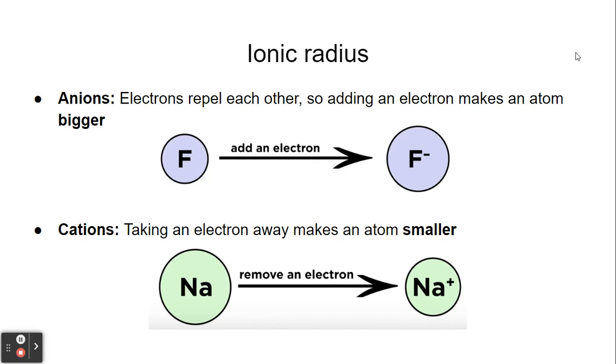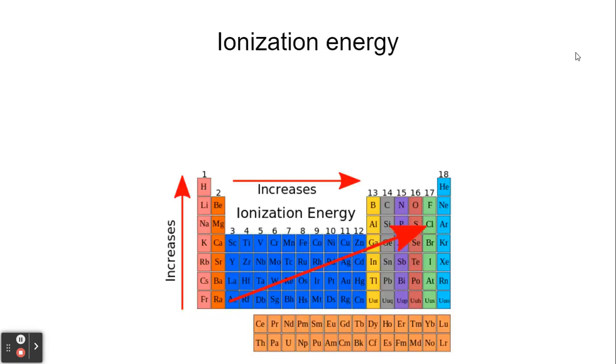So if they have the same number of electrons and you're trying to compare, just pick the one with the smallest radius, which will have the highest number of protons. All right, the next trend we're going to be talking about is ionization energy.